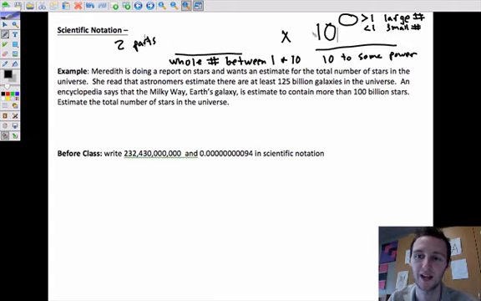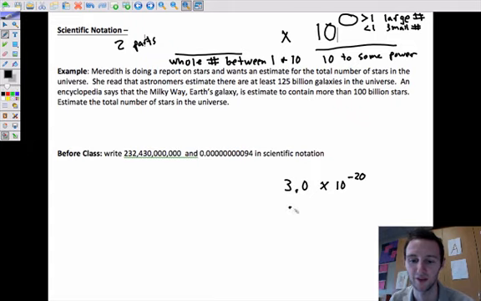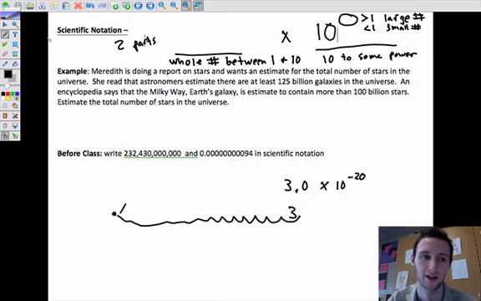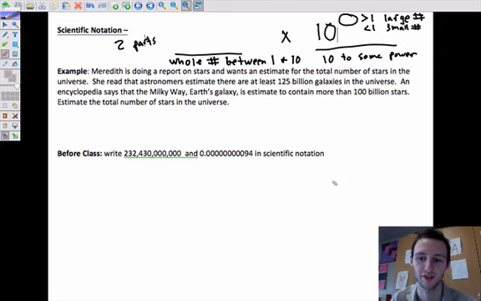If this is 3 times 10 to the negative 30th, this is a very, very tiny number. If we have 3.0 times 10 to the negative 20th, this would be a 3, and then we would move this decimal point 20 places to the left. Okay, 20 places way over here. So there would really be 20 zeros before we get to this 3. That's how we can show really small numbers.